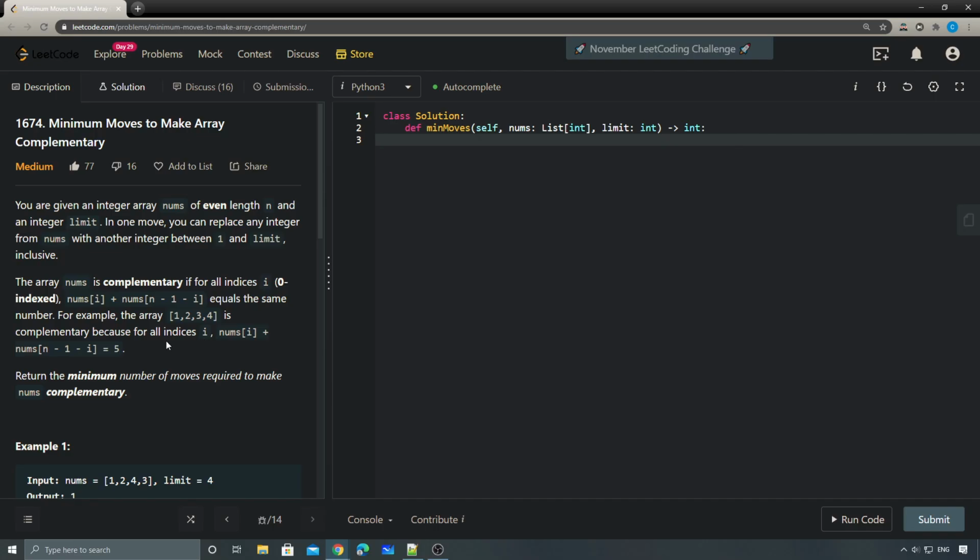But for that, the range of the sum will be what? We start from 2, because we have two numbers and the minimum for each number is 1, right? And how about the maximum? The maximum is basically twice the maximum of the limit. So this is the range, and we want to try each of the sums within the range, and we'll see which sum can give us the minimum number. But how can we know the minimum number, right?